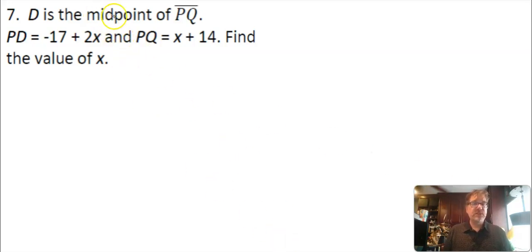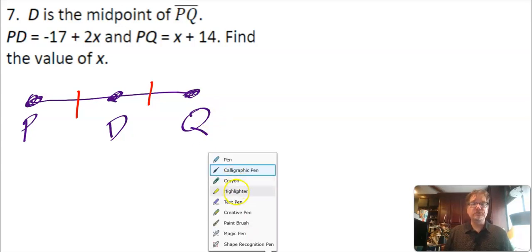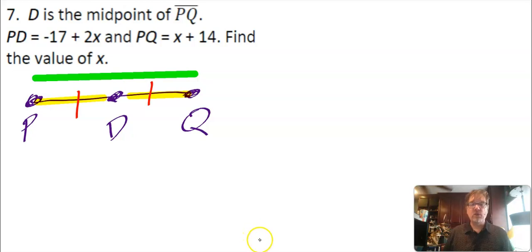So 7, D is the midpoint of segment PQ. If I draw segment PQ right here, D is the midpoint of that segment. It goes smack dab in the middle. Because it's a midpoint, those two segments are congruent. PD is congruent to DQ, which means those two segments are going to be the same, and if I add them together, I get the whole thing. That's why I like adding pictures.